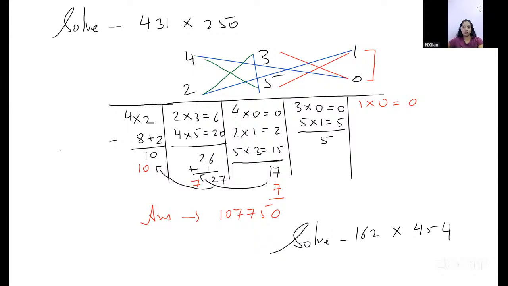Ma'am, I'm not understanding. You're not understanding? Yes, ma'am. Okay. 162 and 450. 1, 6, 2, 4, 5, 4.